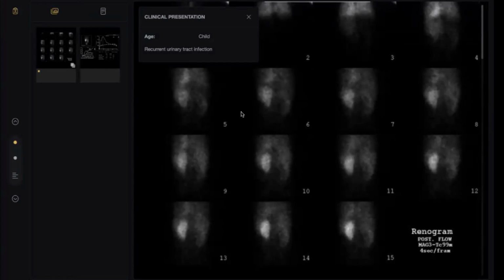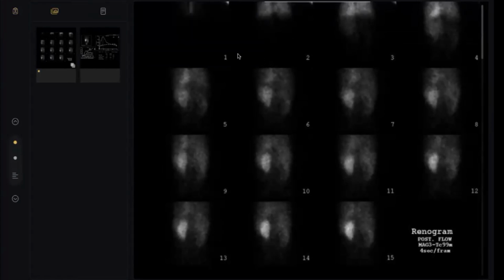Doctor, this is a child with recurrent urinary tract infection. These are Technetium-99m renal scintigraphic images. I can see that the radio tracer uptake is seen in the left kidney. However, in the right kidney, I couldn't see any radio tracer uptake.